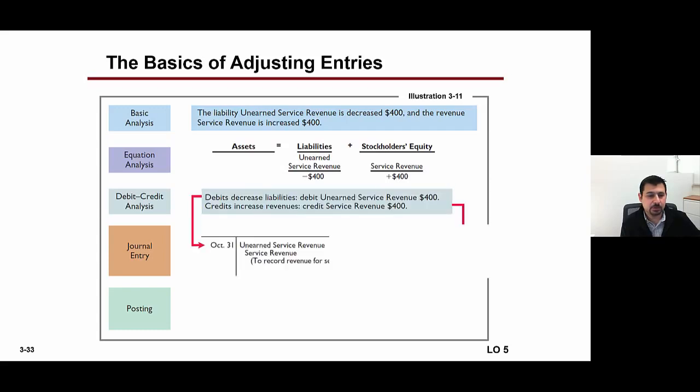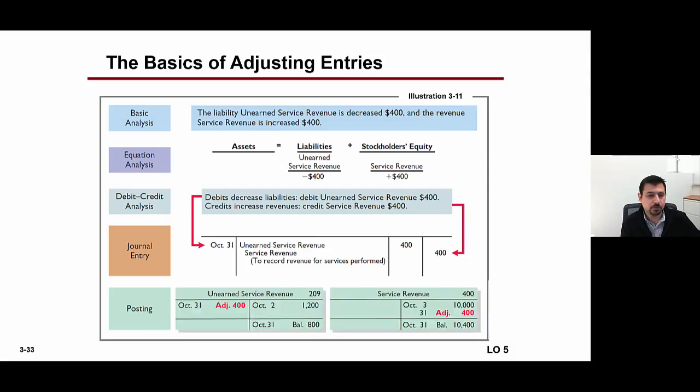And then once we are done with that, we post it. Once we make the adjusting entry, and this is to record revenue, the explanation would be to record revenue for services performed. The analysis would be unearned service revenue was debited $400, service revenue was credited $400. As you can see also the adjustments, once again the amounts for debits and credits are equal.